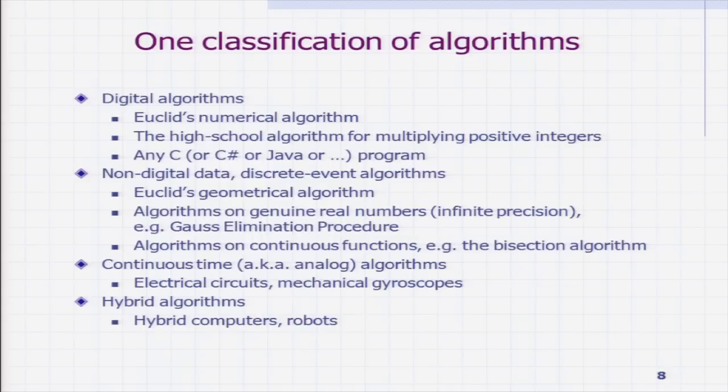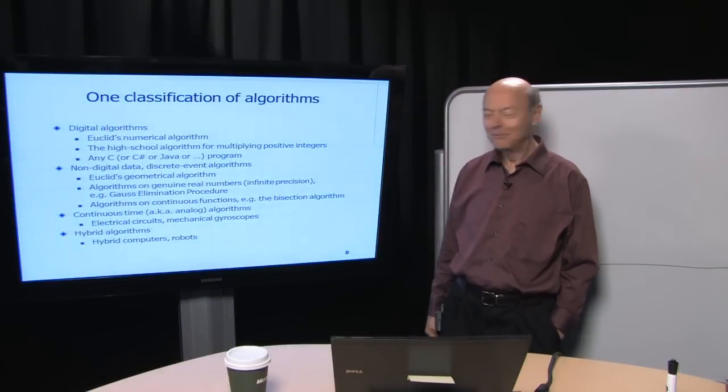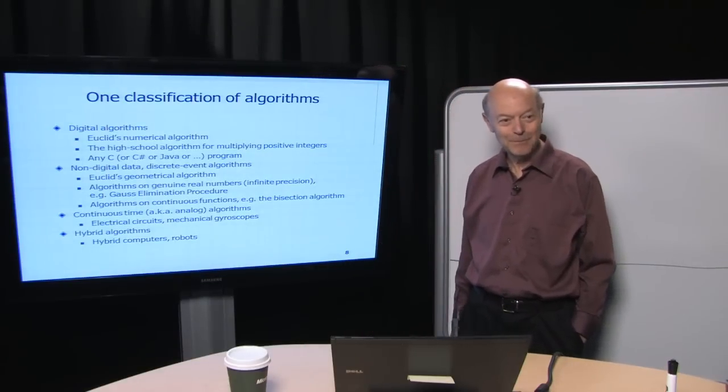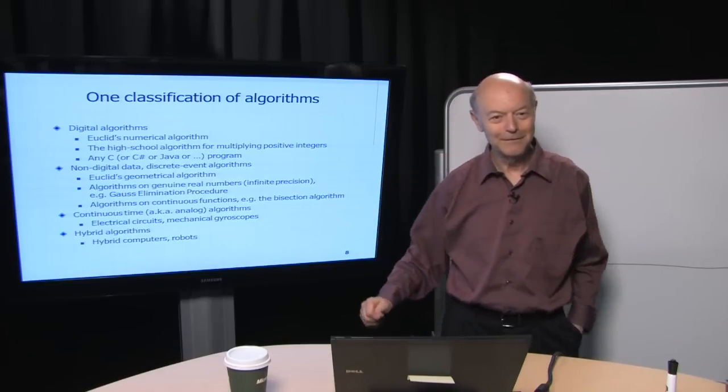Now, all these algorithms have a common feature: they still have the notion of a step. So they are sort of discrete event systems. The data is continuous, or maybe continuous, but time is discrete. And then there are algorithms which work in continuous time, so-called analog algorithms. Electrical circuits, mechanical gyroscopes. Engineers outside of computing still study those algorithms in various areas. Say this mechanical gyroscope is a very interesting algorithm.